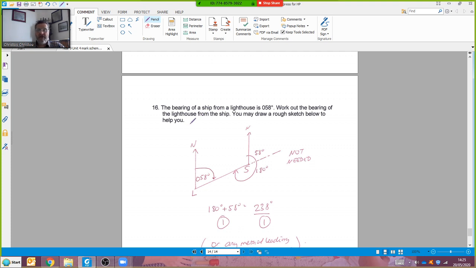What is the bearing of the lighthouse from the ship? So I drew myself a nice long line up to about there. Then I said, well, let's make the ship about there, shall we? And this is what I did. If that's 58 degrees, then that part's going to be 58 degrees also, because it is a corresponding angle. And the bearing of the lighthouse from the ship is that part right there. In other words, 58 plus 180 would give me the 238.